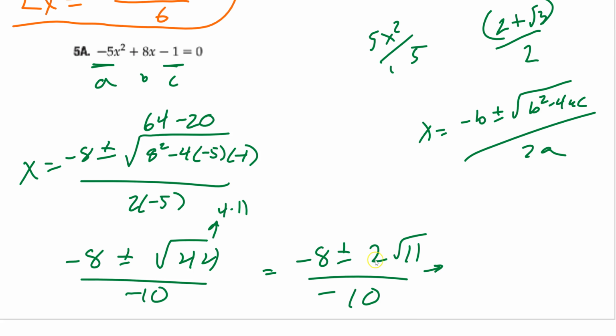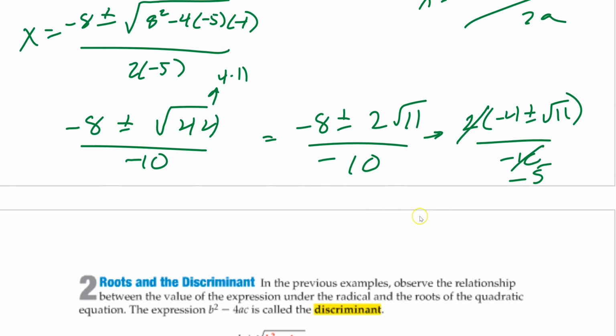And I actually could factor this. These have a 2 in common. So I could get this. And now these reduce because they're being multiplied. So my answer is going to be -4 plus or minus rad 11, all over -5, which would make it look like that. That's the idea.